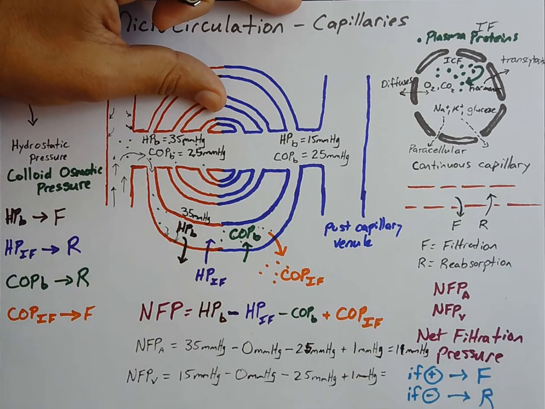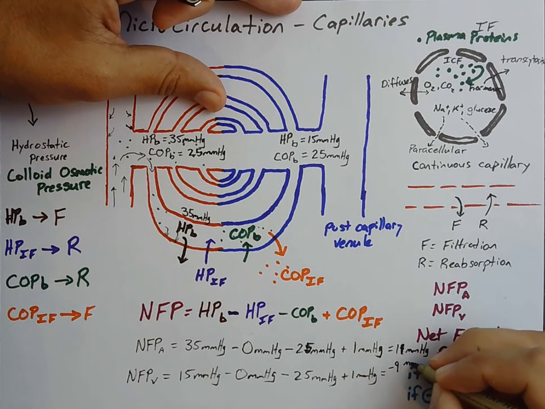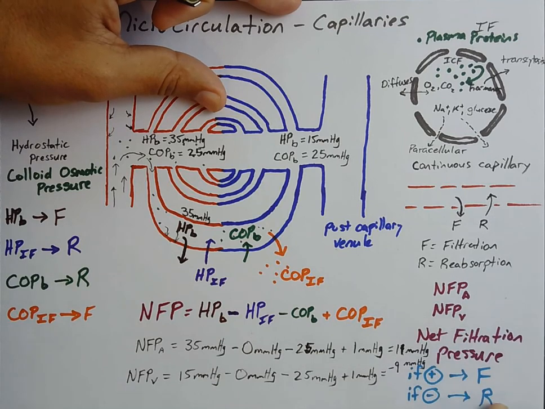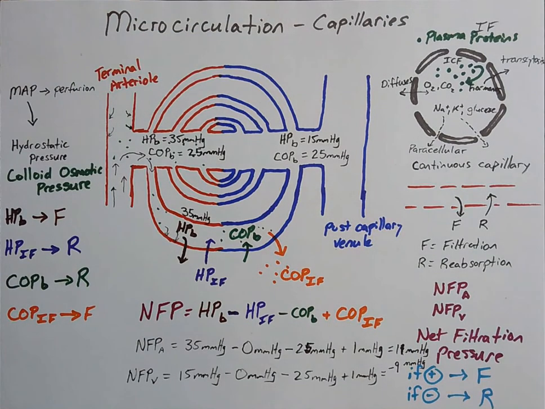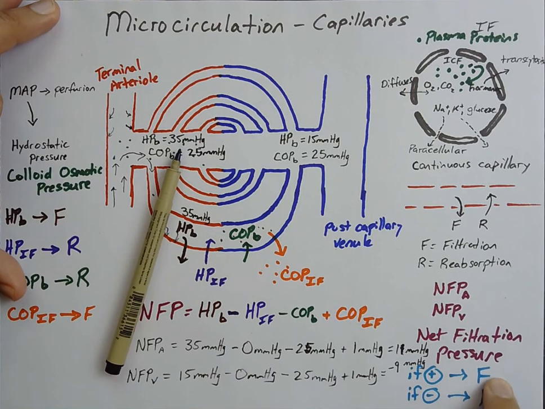Now, let's do the math here. You'll see we have a negative 10, add 1 back to it. So now we have a negative 9 millimeters of mercury. And if the final value is negative, what do we know about it? On the venule side of things, we're promoting reabsorption. It's pretty cool, right? So now on the arterial side of things, we're promoting net filtration.